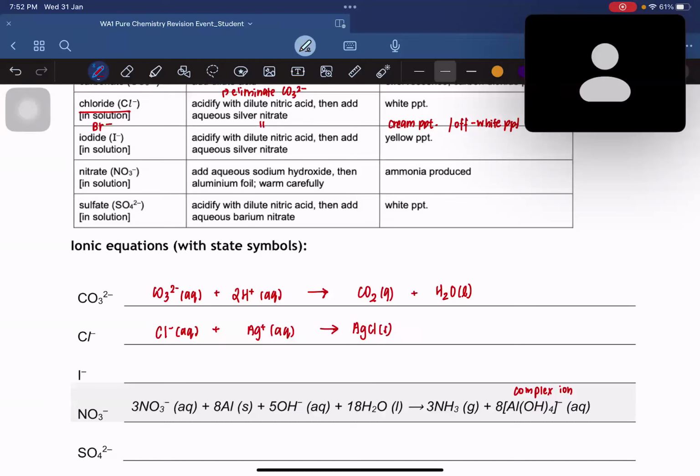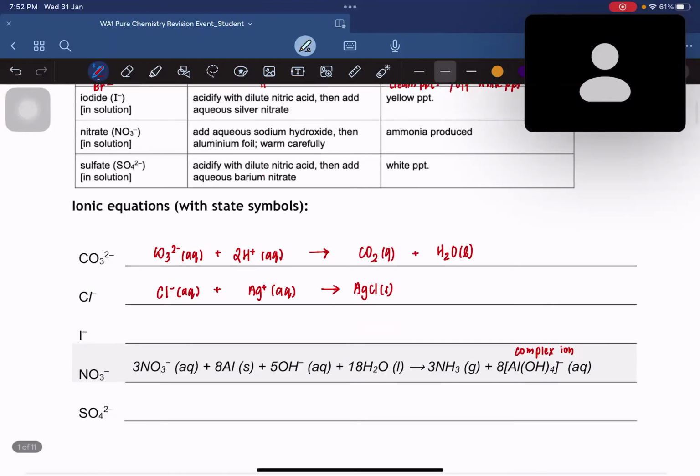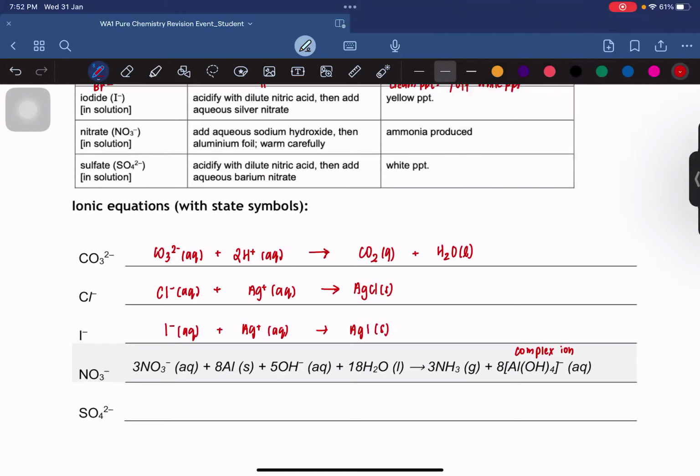Which means to say, can you all write one for iodide? I- plus Ag+ gives you AgI, solid. Okay, understand?